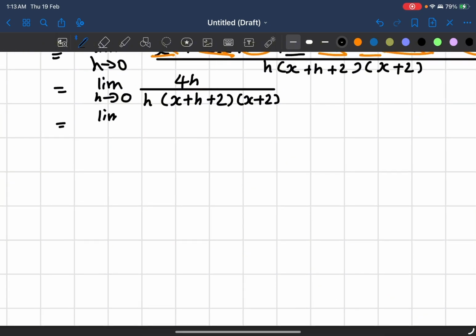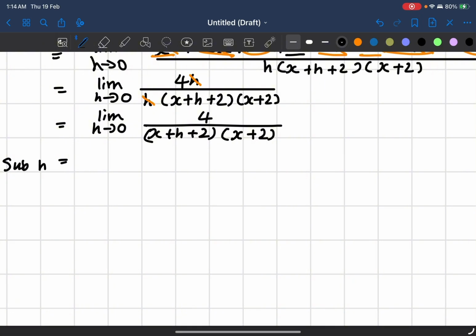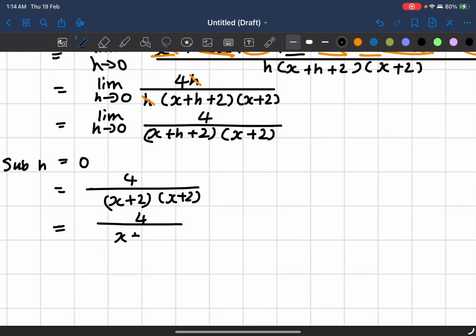Okay, perfect. Now we can cancel out this h and this h here, because denominator, numerator, same thing, cancelled. So we're left with 4 over x plus h plus 2, x plus 2. And now we can substitute h as 0, which will give us 4 over x plus 2, x plus 2, and that's basically our answer. So we can make this a bit neater and just write x plus 2 whole squared. And that's our answer.